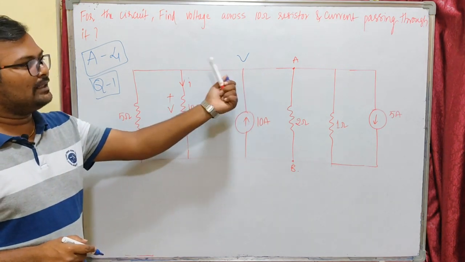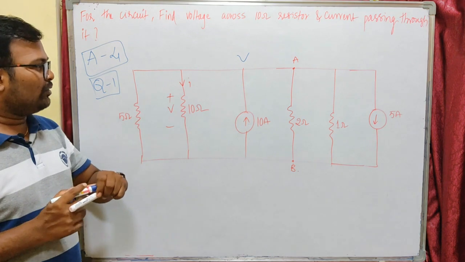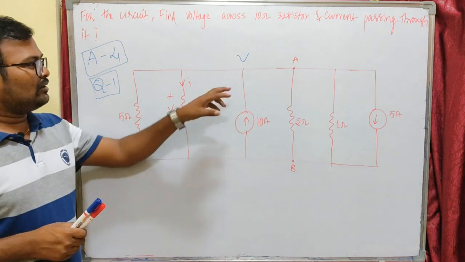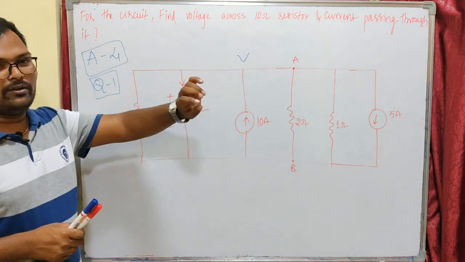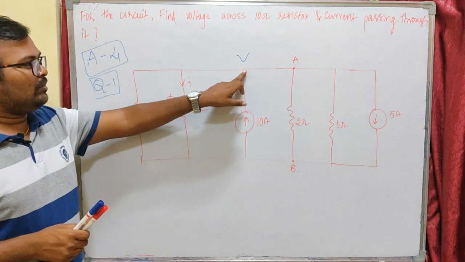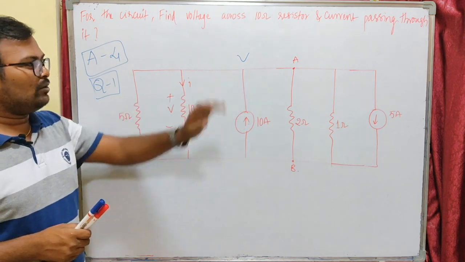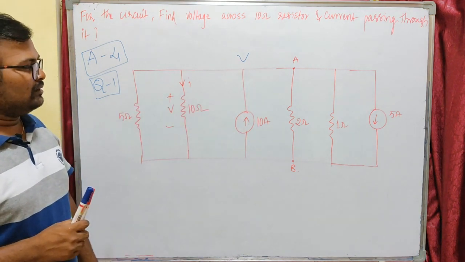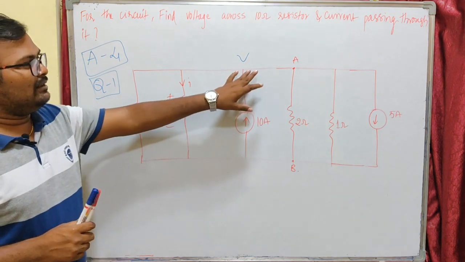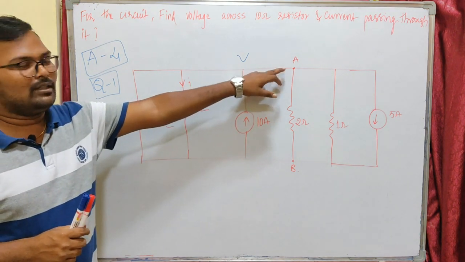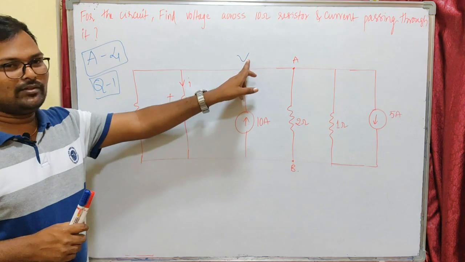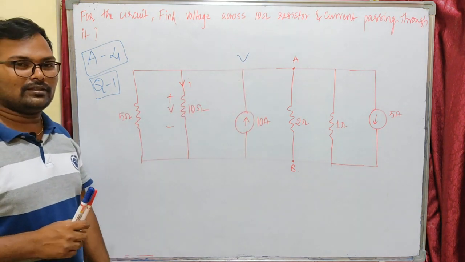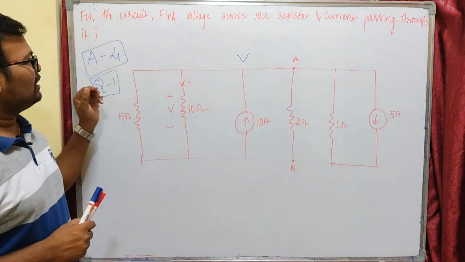For that you need to apply KCL, that is nodal analysis. Nodal means node: applying KCL at a node is nodal analysis. So apply KCL at this terminal A. Because all are connected to one node, you can obtain the voltage value and then find the current through the 10 ohm resistor. So this is assignment 4, question number 1.